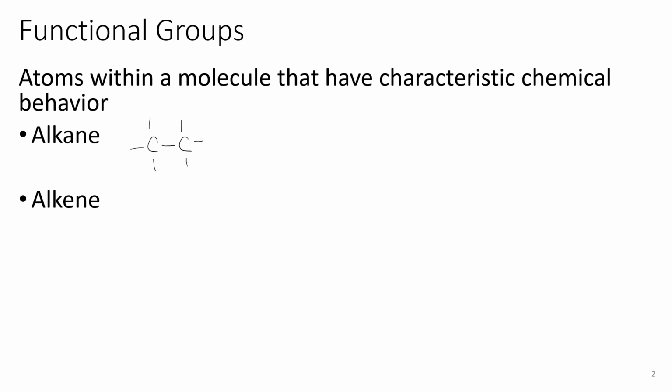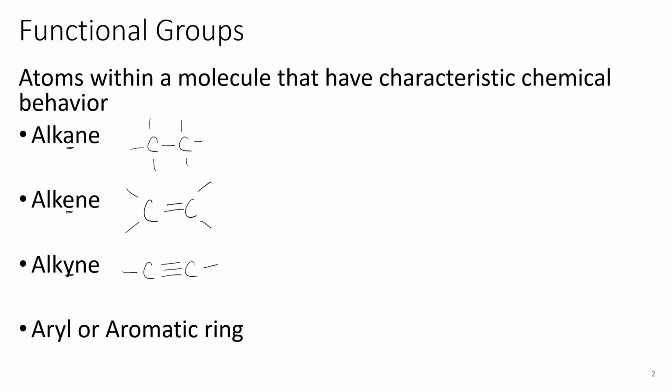The next are going to be alkenes. Please notice the change from the A to the E. So these are alkenes. Alkenes are going to be structures that contain a carbon-carbon double bond. We then also have alkynes. Notice once again the small change with the Y. Alkynes are going to be structures that contain a carbon-carbon triple bond. So this would be an alkyne.